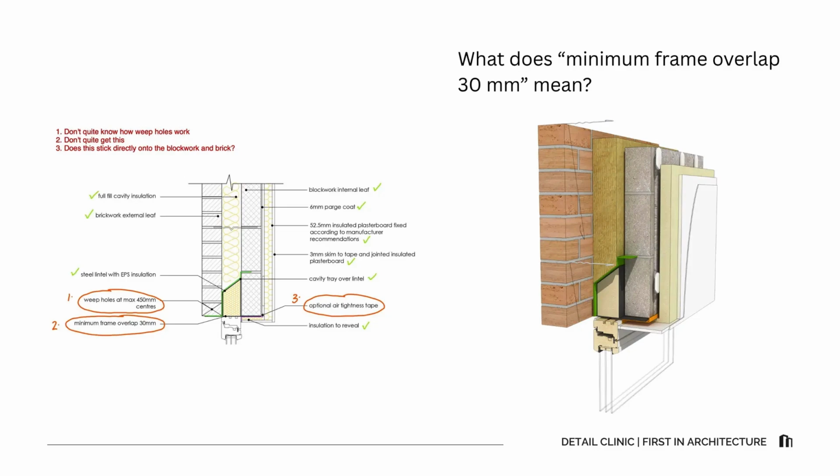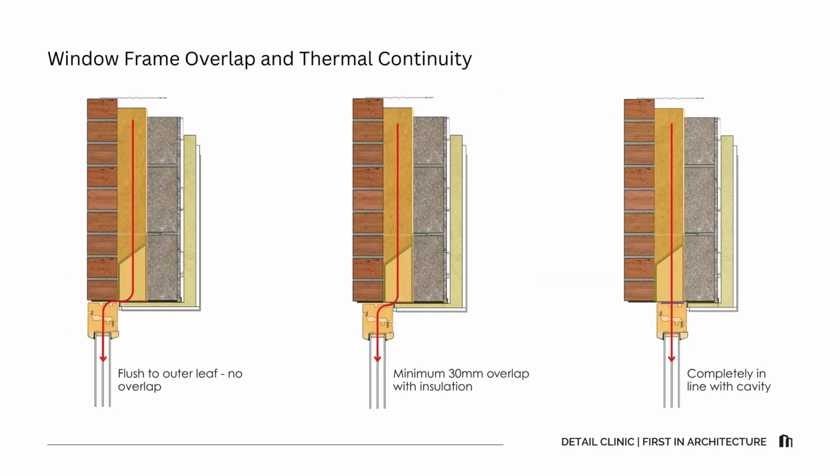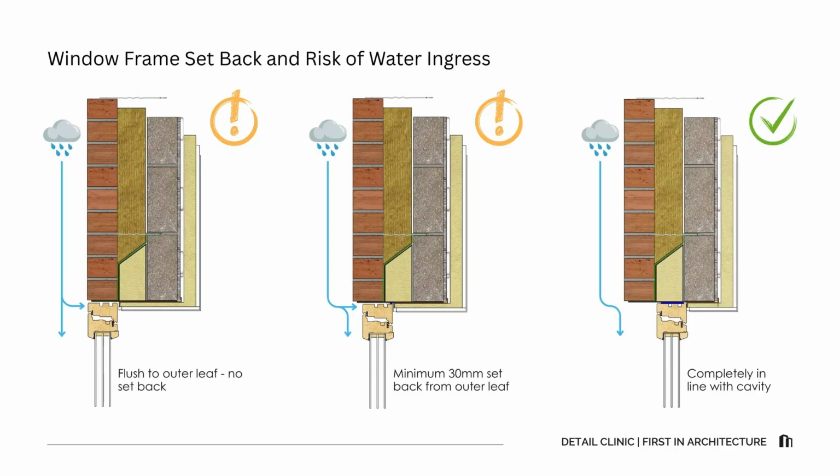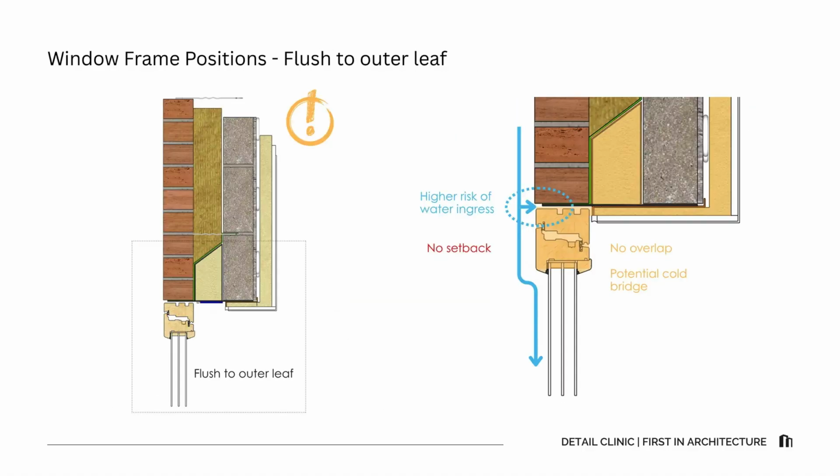What does minimum frame overlap 30mm mean? So this ensures the window frame covers at least 30mm of the cavity, meaning that the window will be overlapping the insulation, ensuring that there's a continuous thermal line. Ideally, we want a better overlap than 30mm to make sure that we get an even better thermal line and reduce that thermal bridging even further. The window is also set back, which provides protection against the rain and improves the visual depth of the frame within the wall.